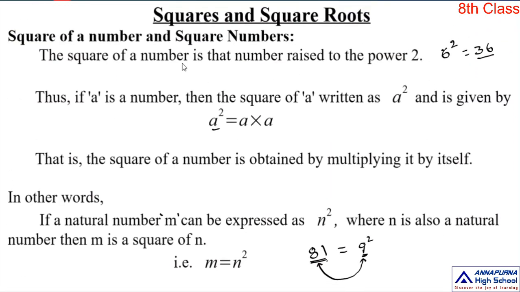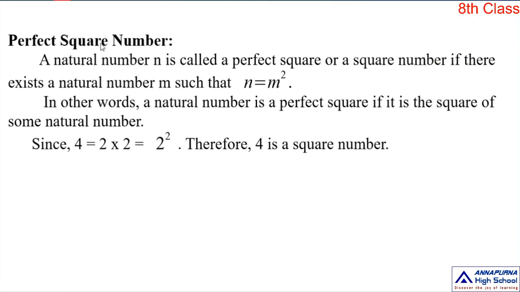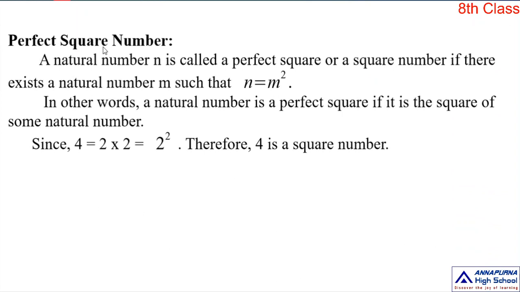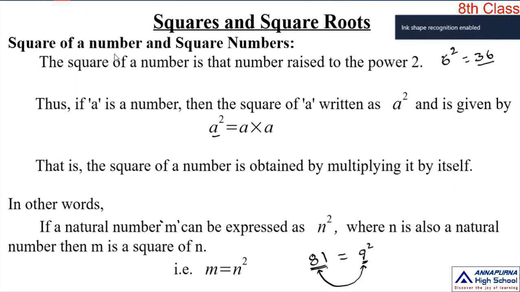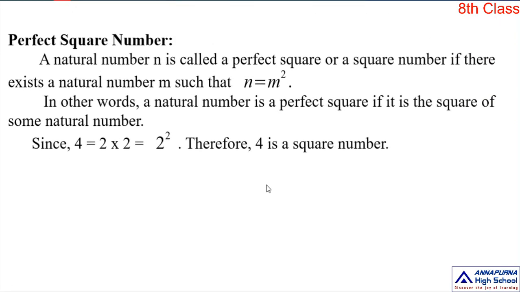So here we defined the square of a number. Here we define perfect square number. There is a small difference between square of a number and perfect square number. In this definition, we defined how to find the square of a number. Here we discuss perfect square number. So which type of numbers do we call perfect square numbers?